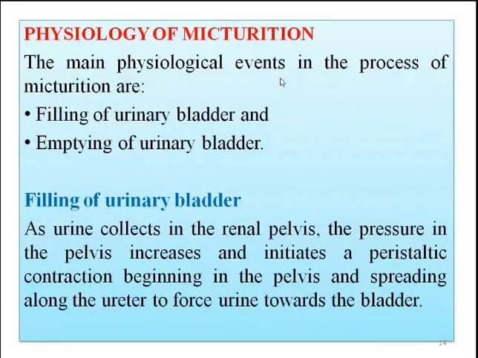Coming to the physiology of micturition, the main physiological events in the process of micturition are filling of the urinary bladder and emptying of the urinary bladder. So filling of the urinary bladder: as urine collects in the renal pelvis, the pressure in the pelvis increases and initiates a peristaltic contraction beginning in the pelvis and spreading along the ureter to force urine towards the bladder. So this way the urine comes from the ureter into the bladder.